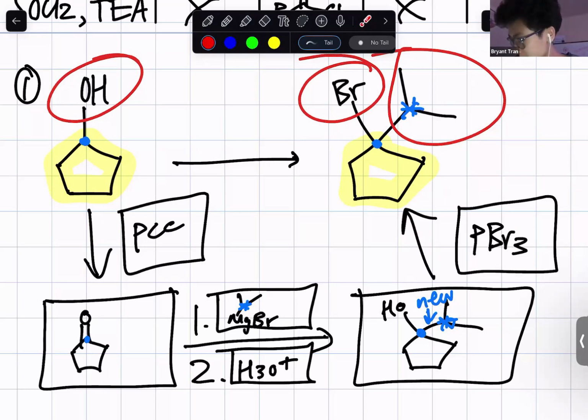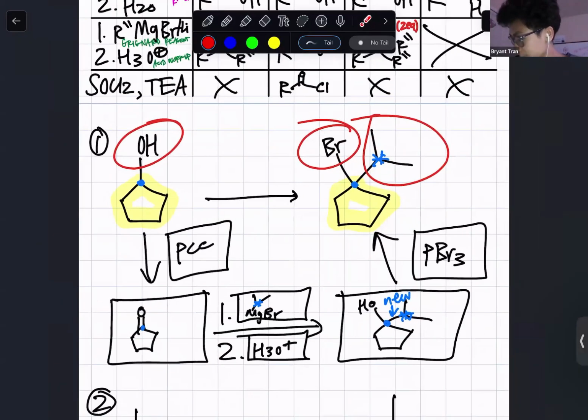But if you wanted to convert this OH into Cl, you use SOCl2. But because we have Br, we're going to use PBr3. Okay, so that's that for the synthesis problem.